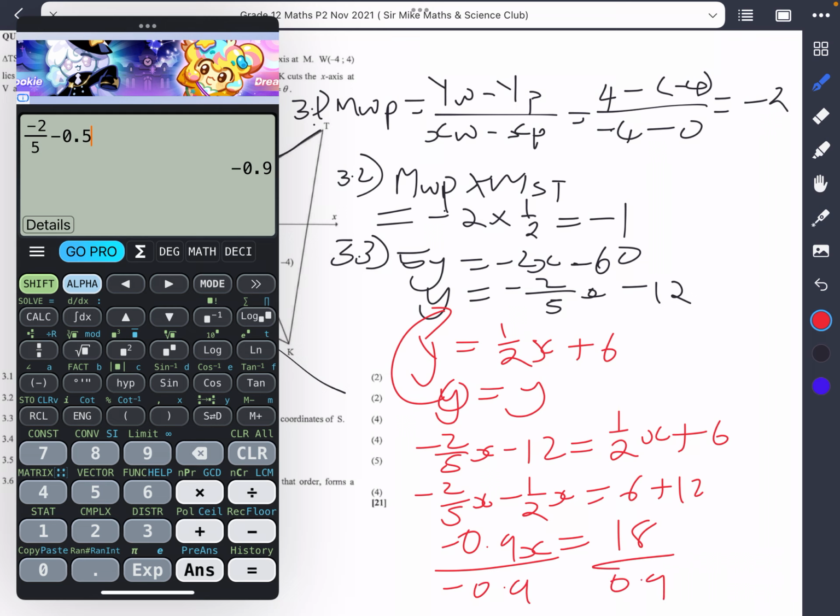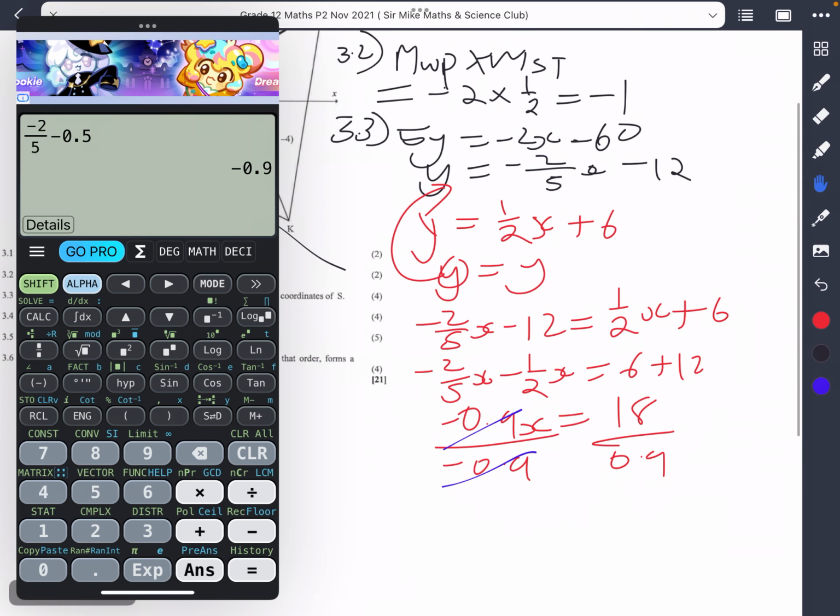What you get from that is, of course, those cancel, so I'm only left with the x. Let me just scroll down so that I have somewhere to write. So x is 18 divided by negative 0.9, and what I would actually get is x being equal to negative 20.